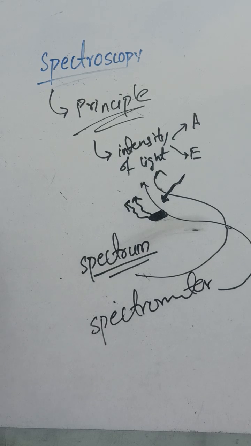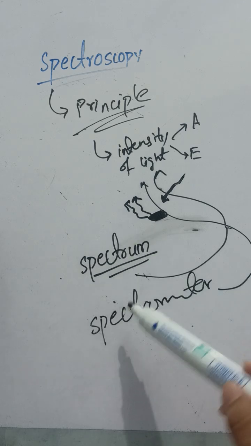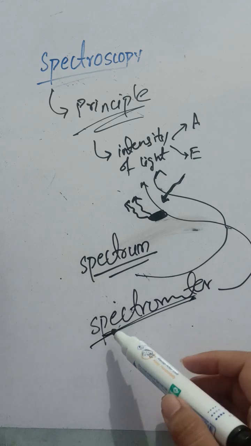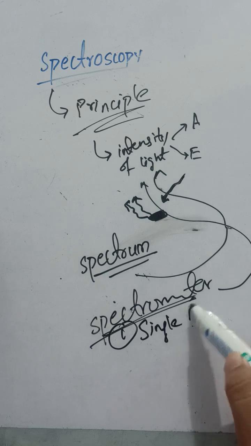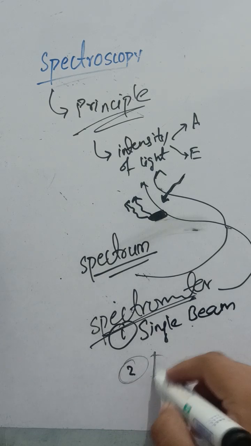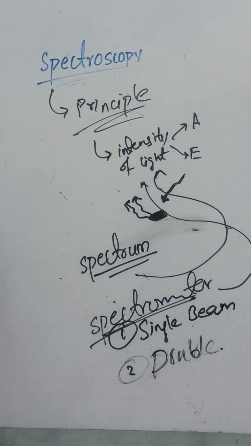Okay, now we have two types of spectrophotometer. First of all, we have some types of spectrophotometer, you can say here. We have two types of it. First is the single beam spectrophotometer, and second is the double beam. Okay, single beam is a device that measures the absorption of only one single beam.